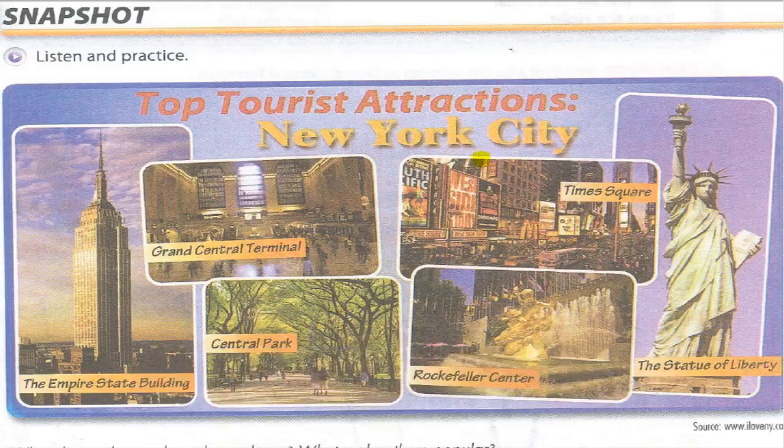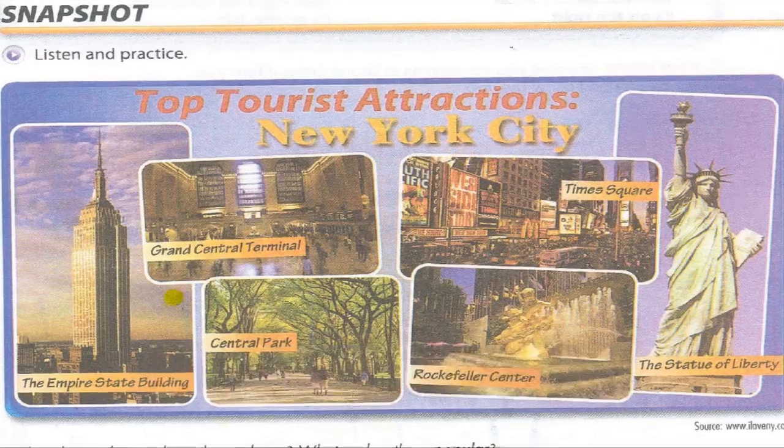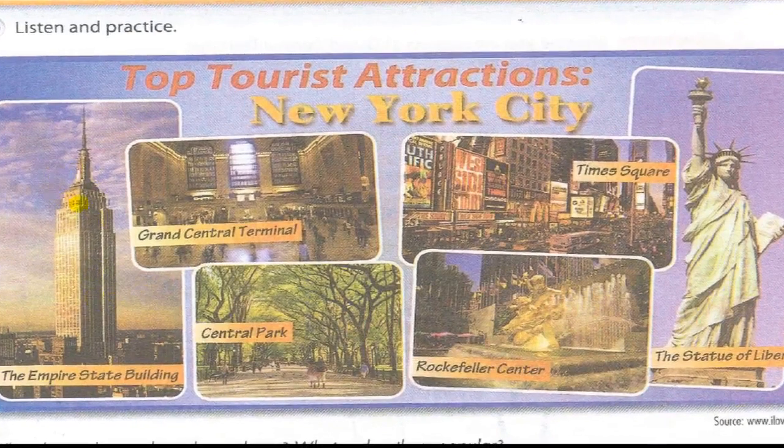Exercise number 7. Look at the picture. What do you see? Number 1. What's this? The Empire State Building. The Empire State Building was recognized as the highest building all over the world, in New York, in the past. You can find it in the movie King Kong.